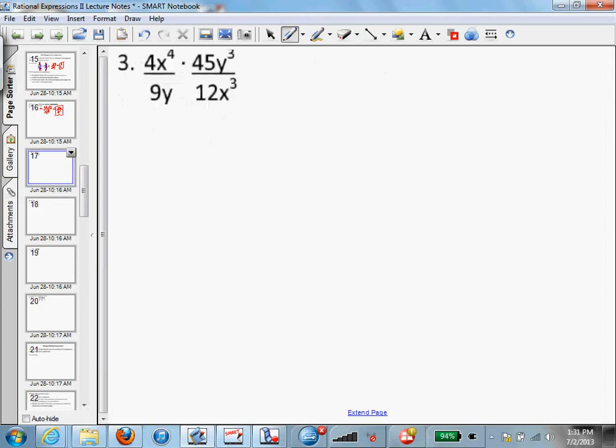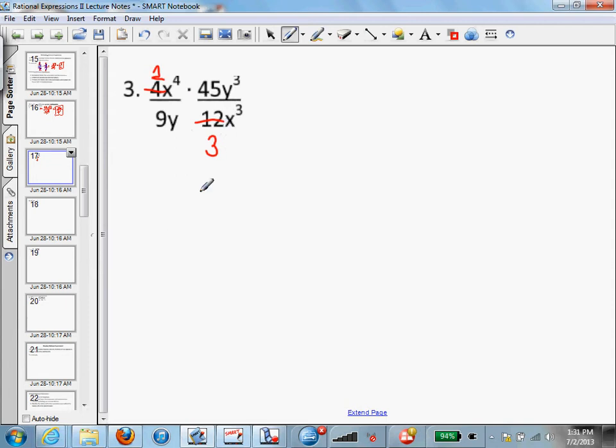Looking at number 2, we have 4x to the 4th over 9y times the quantity 45y cubed over 12x cubed. Can we simplify the 4 and the 9? We cannot, they share no common factors. How about the 45 and the 12? Not very prettily, but we can work diagonally. With 4 and 12, 4 can go into itself one time, while 4 will go into 12 3 times.